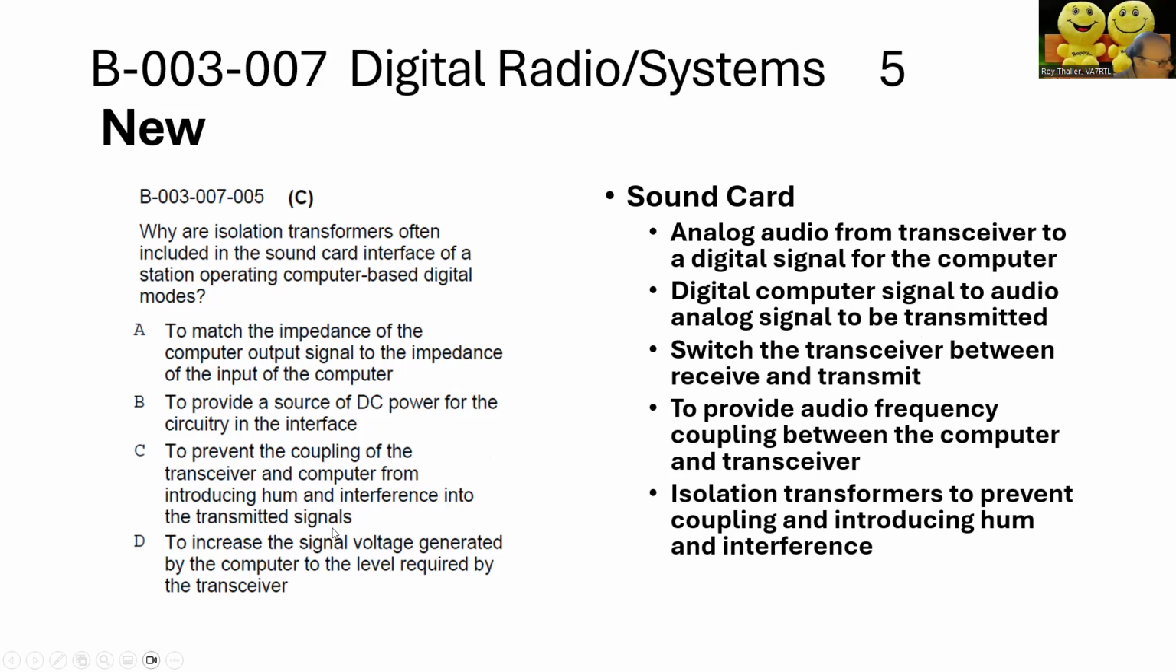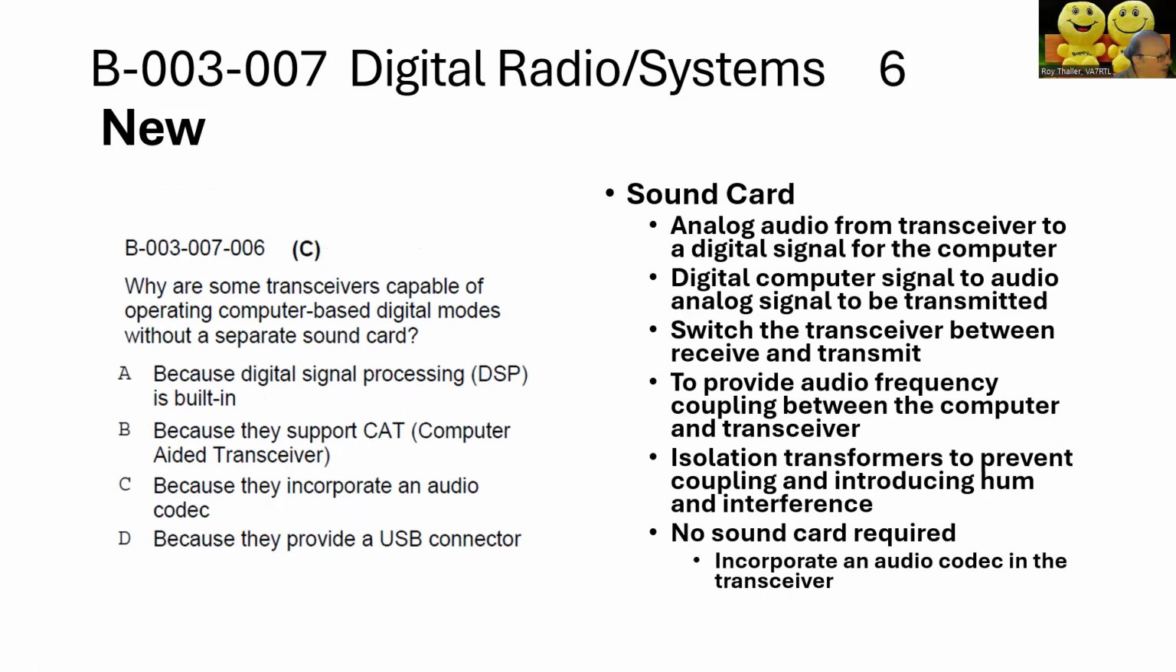Another new question. Why are some transceivers capable of operating computer-based digital modes without a separate sound card? That's because the sound card is built into the transceiver, and that means also that they have to have an audio codec, which translates the signal into a certain type of audio signal. So C is the correct answer because they incorporate audio codecs.